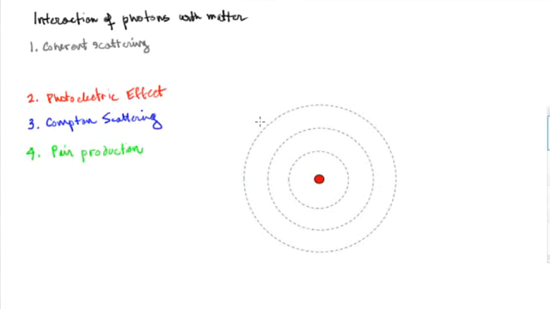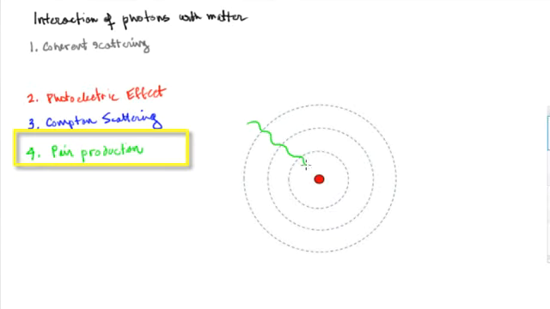The final interaction is pair production, where a photon comes in, and then within the field near the nucleus, a quantum mechanical interaction happens and actually pair production occurs. So you have one electron produced and one positron produced. And of course you have conservation of energy and momentum.